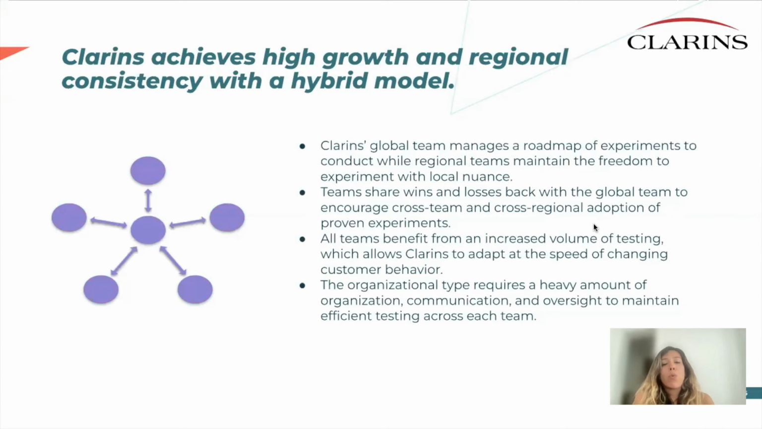And then the third one is what we call the hybrid model. So the difference between this one and Hannah Anderson is that there is an exchange between the central and the local, and it's more about getting approval, but the experiments are designed at the regional level, right? What's interesting here is that Clarence particularly has more than 28 regions working on experimentation and running experimentation roadmaps on their websites.